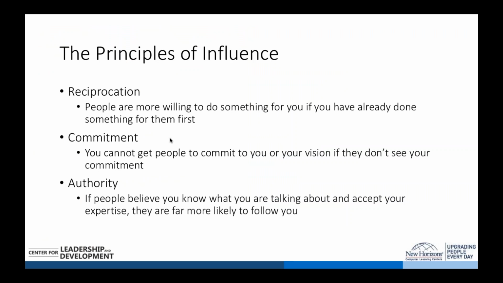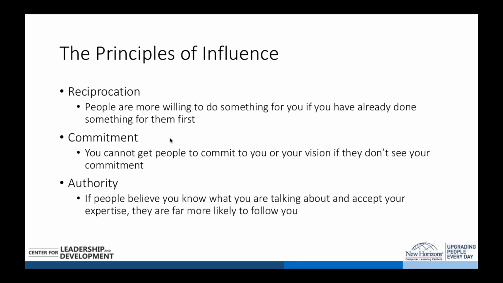So if we look at some of the key principles of influence, and we start looking at the three big ones: reciprocation, commitment, and authority. Reciprocation is where people do something for you because you've already done something for them. So think of it as the way we earn trust. We earn trust for ourselves by first trusting others, right? So that's a reciprocal type of influence.